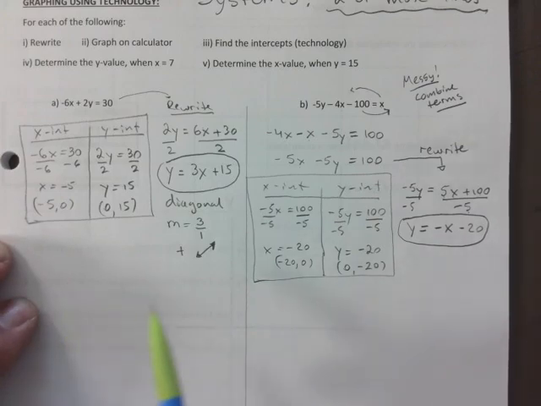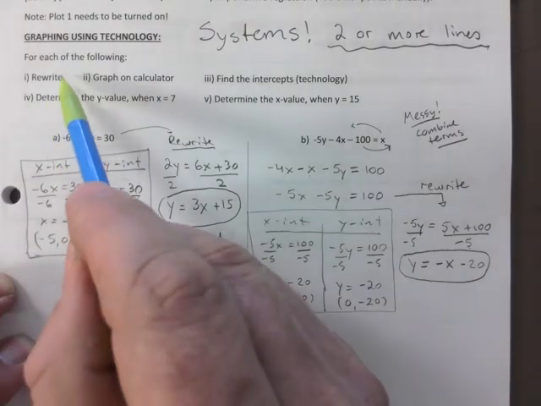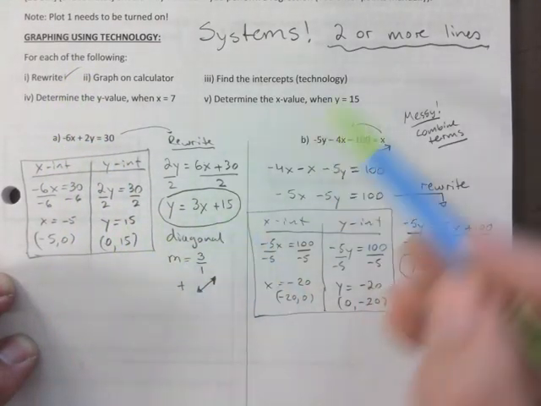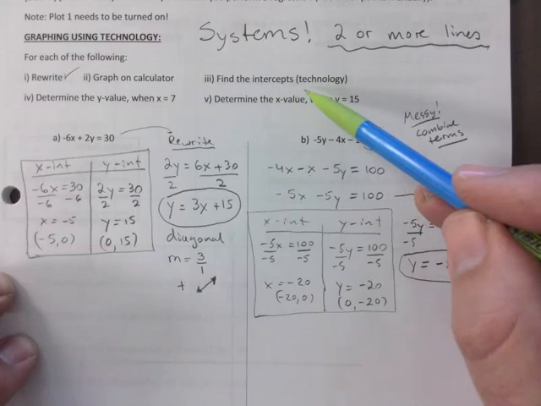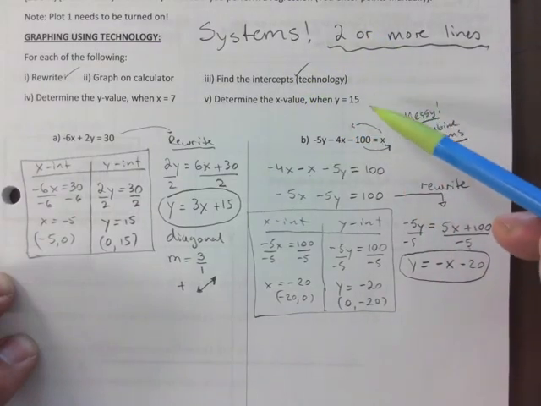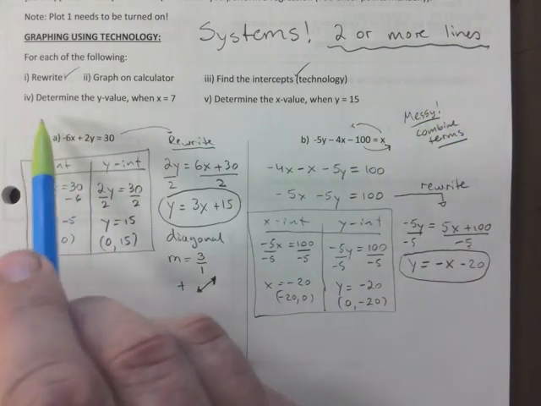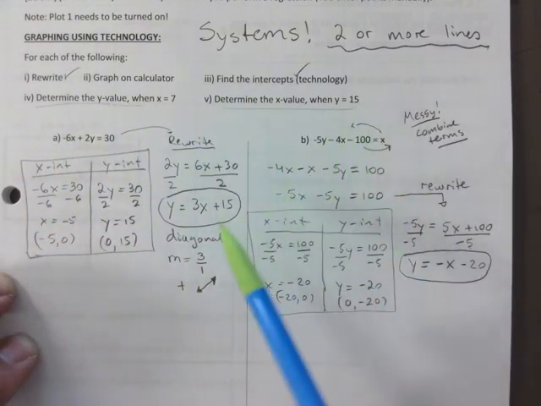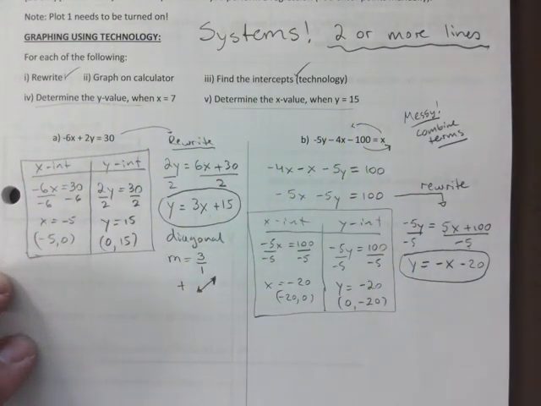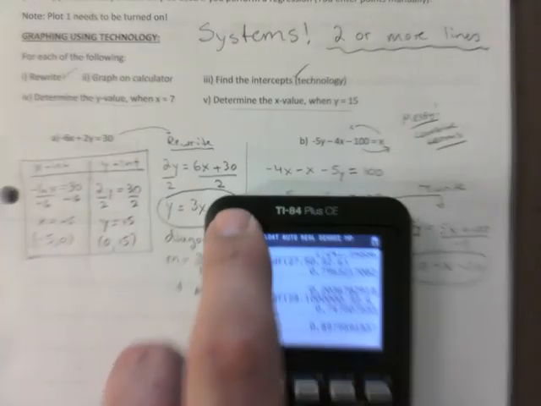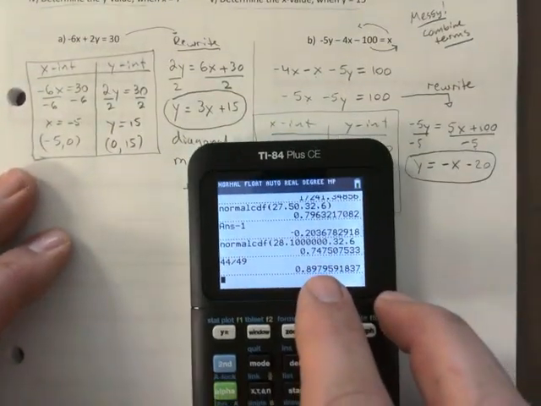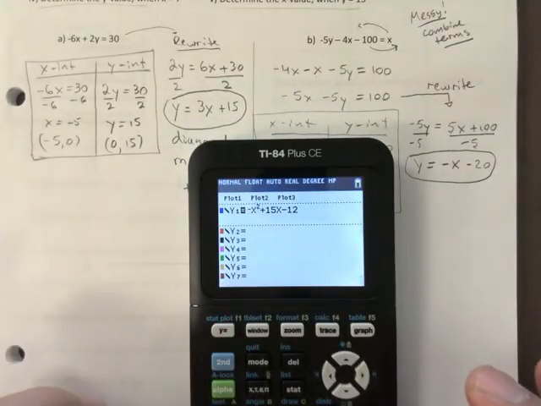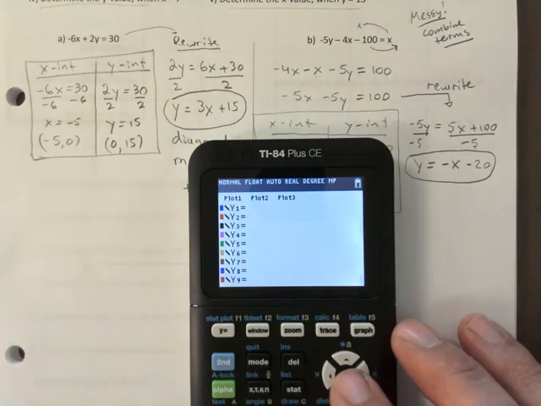And I want to go back to the, so we did rewrite, and we found the intercepts. We didn't use technology to find the intercepts, but I want you to stick with this method. And let's answer these questions right here. I want you to type both of these equations into your y1 and y2. This is a bit of a review on how to use your calculator. Just clear whatever is in y1 and y2.